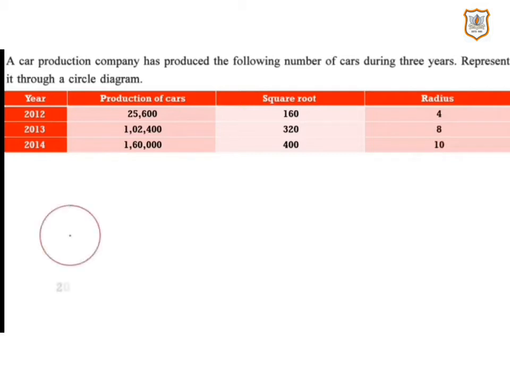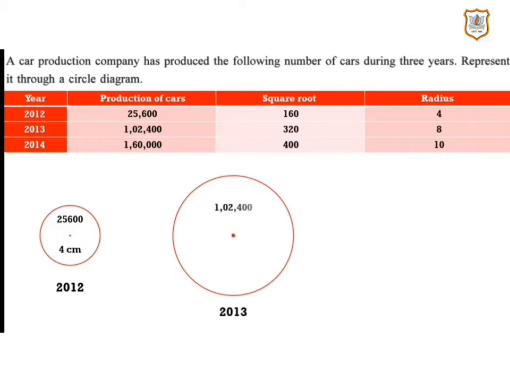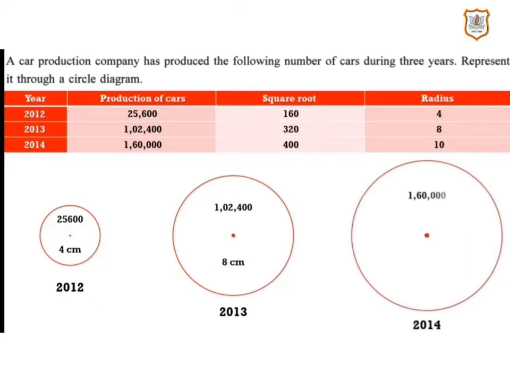So in the year 2012, with the radius 4 centimeter, we have drawn the circle and the production of cars is 25,600. In the year 2013, with the radius 8 centimeter, the production is 1,24,400. And in the year 2014, with the radius 10 centimeter, we have drawn the circle and the production of cars is 1,60,000.